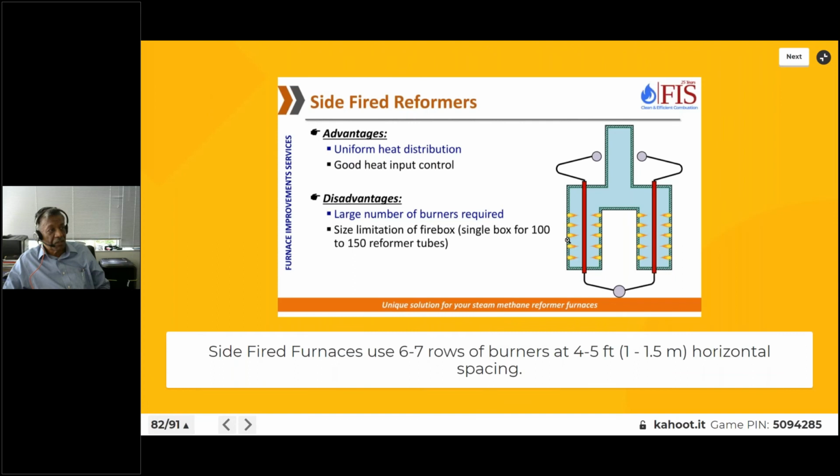You can see there are burners in the center. The difference is that there is only 1 row per box. That's a major difference, and because of that, the cost of a side-fired reformer is always higher. But you can see this can be natural draft. The convection section is located on the top and the stack can be located on the top. So there are advantages and disadvantages of each type of design.